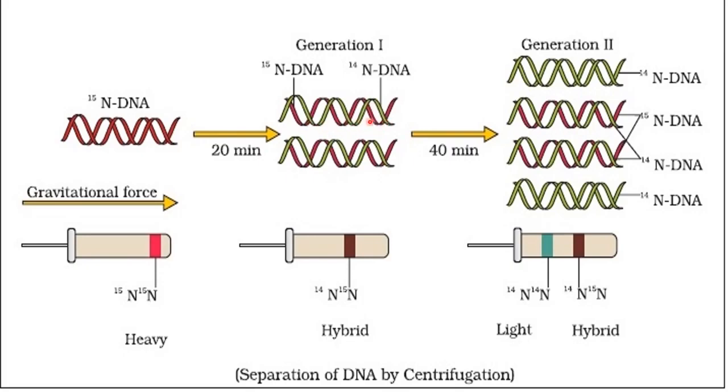And such a DNA will not have high density, or light density either. Its density will be intermediate. That's why this band is coming for the hybrid DNA. Then again, after 40 minutes, what will happen?